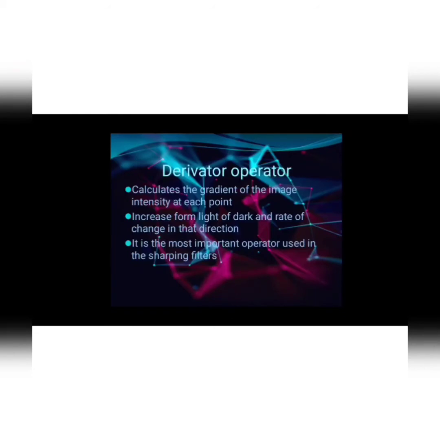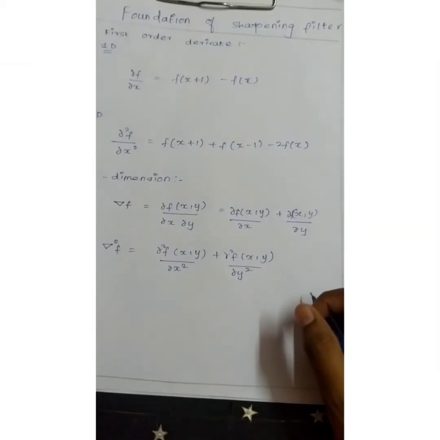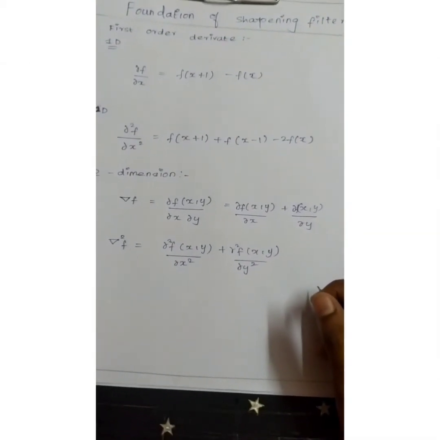It is used to calculate the gradient of the image intensity at each point of the image, and it should increase the transition from light to dark and the rate of change in the direction at each point. It is the most important operator. This is the foundation of the sharpening filter.